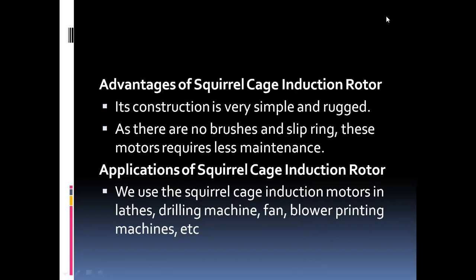Advantages of squirrel cage: its construction is very simple and rugged. As there are no brushes and slip rings, these motors require less maintenance. Applications: we can use squirrel cage induction motors in lathes, drilling machines, fans, blowers, and printing machines.